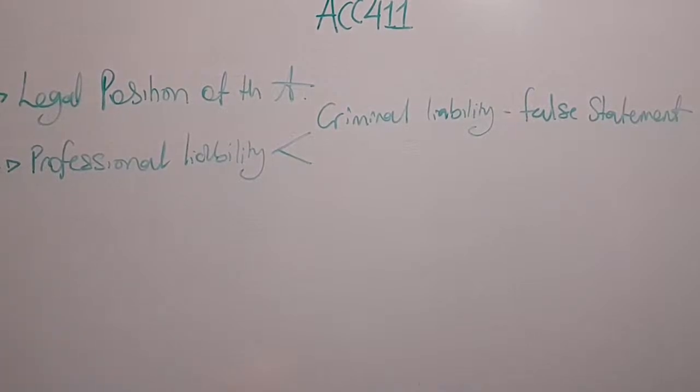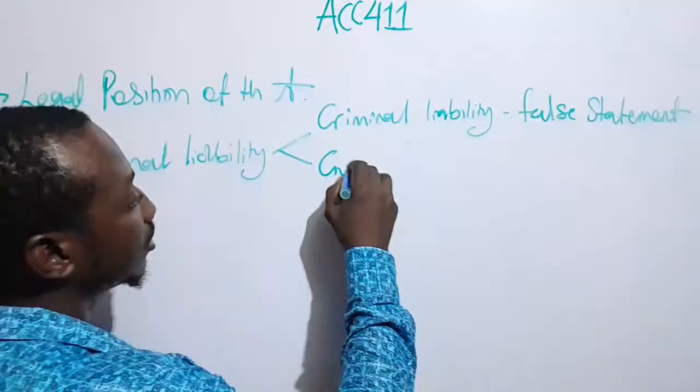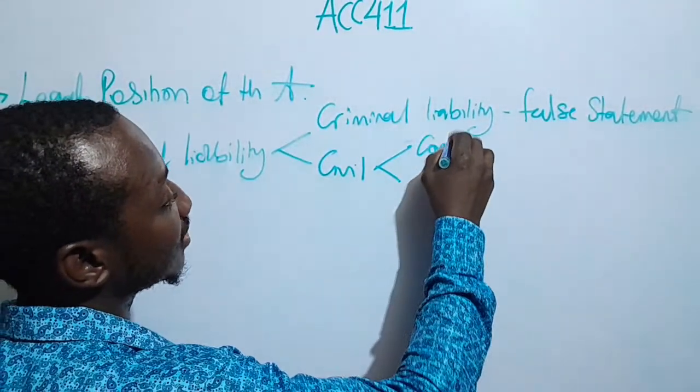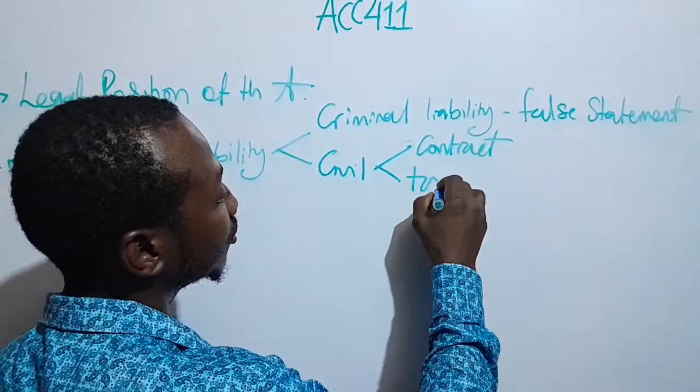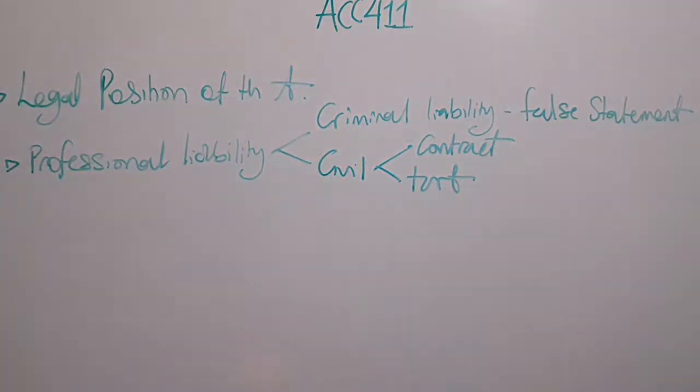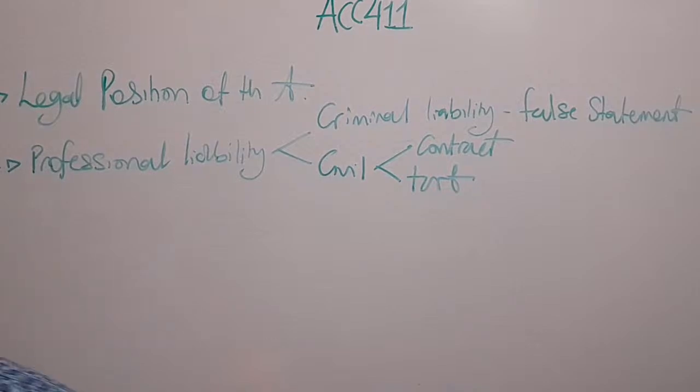Another is civil liability, which arises under contract or tort. Now, civil liability under contract or tort. The audit client, the company, has a contract with the auditor. Definitely, there's always a contract with the auditor. A contract for the supply of services such as audit has a duty of care.